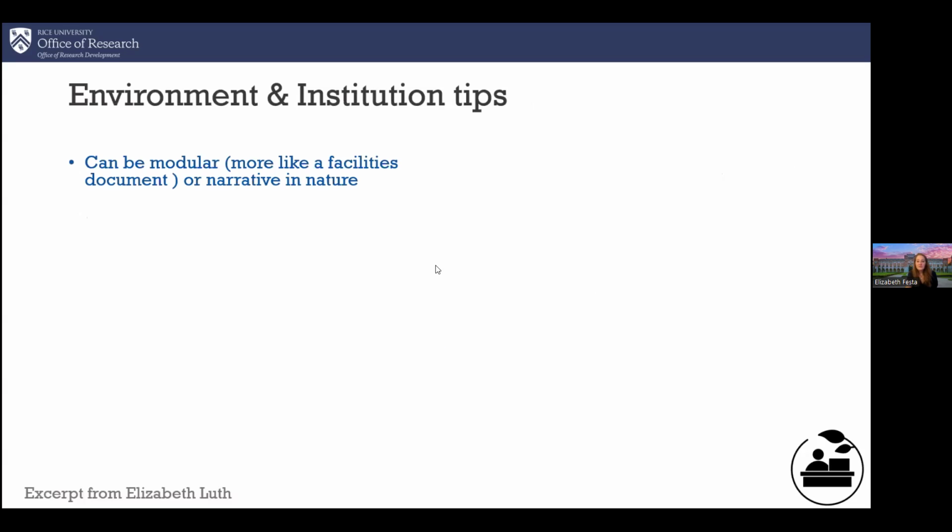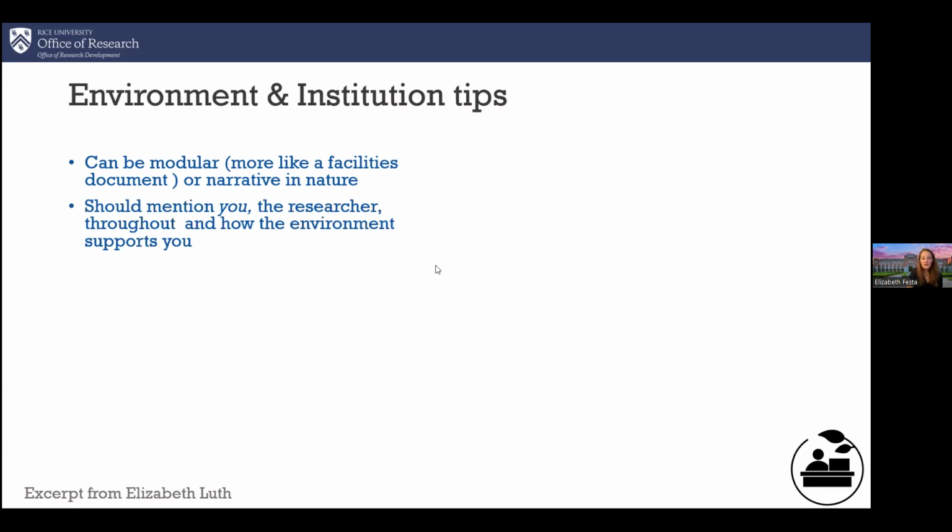So some tips. You can make this more modular, kind of like a facilities document where you talk about all of the various different programs and centers and institutes that are available to you, or you could make it more narrative in nature. I will tell you that Luth does make it more modular, and Sanabria, their document is more of a narrative, but either way, it could be effective.